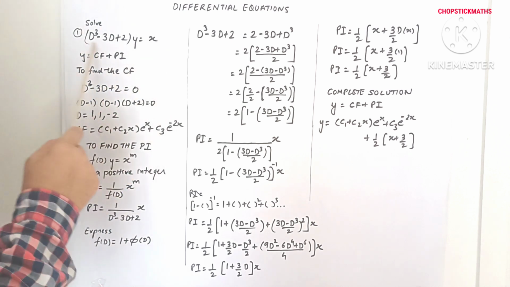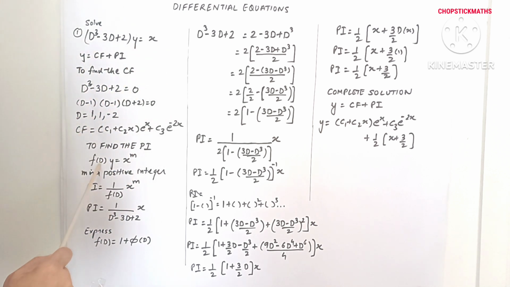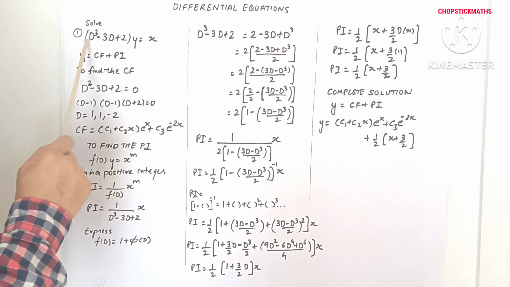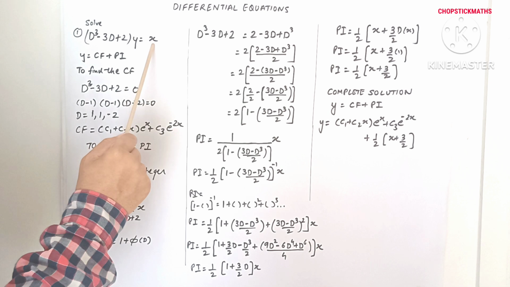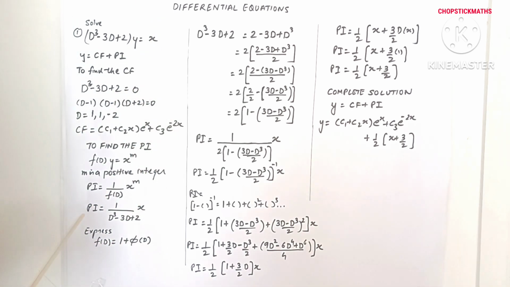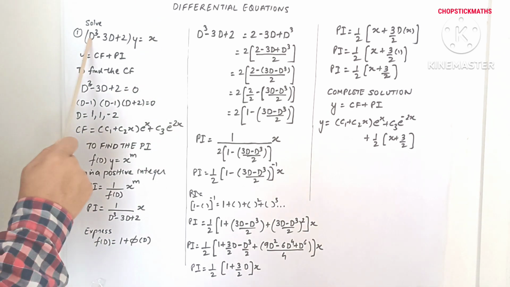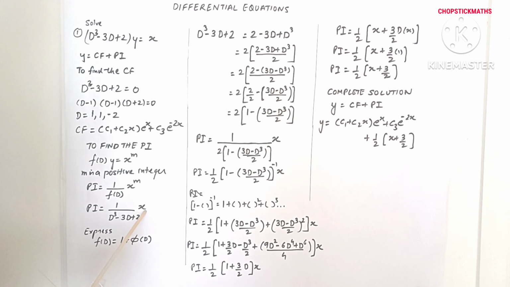Now this given differential equation is of the general form f of D into y is equal to x raised to m, where m is any positive integer. So the particular integral of this type of differential equation will be PI is equal to 1 upon f(D) into x raised to m. So comparing this general form with this equation, f of D is D cube minus 3D plus 2 and x raised to m is x, that is x raised to 1. So PI would be 1 upon (D cube minus 3D plus 2) into x.